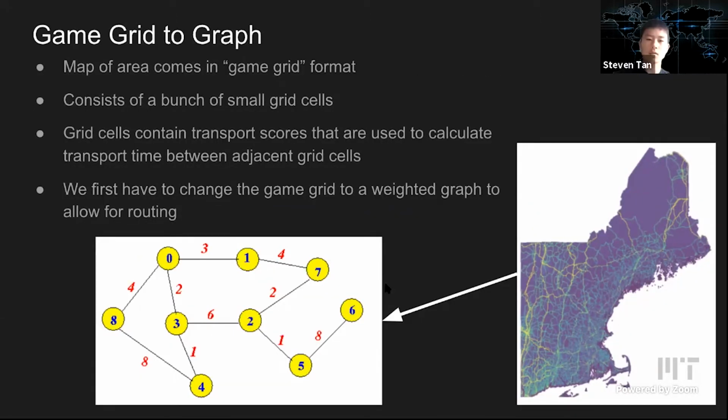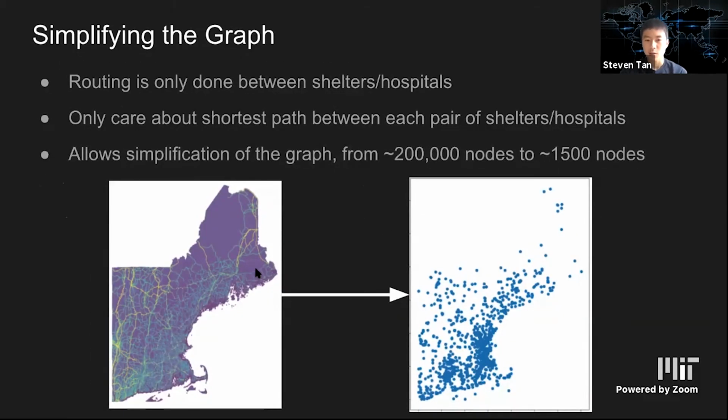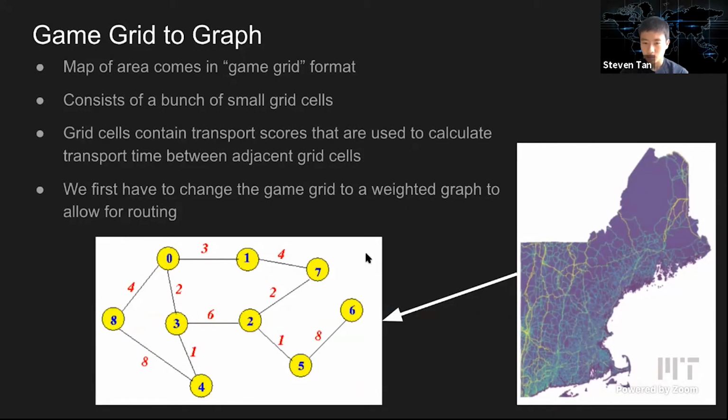Okay, so now we've chosen the distribution centers. One of our tasks is to be able to deliver supplies from these distribution centers to other locations on the affected area. So to be able to do this, we were given a map of the area in this game grid format, which you've seen before in previous slides. What this game grid essentially does is split the map of the area into a bunch of tiny grid cells. And for each grid cell, it'll have a transport score for that cell, explaining how easy it is to travel through that area.